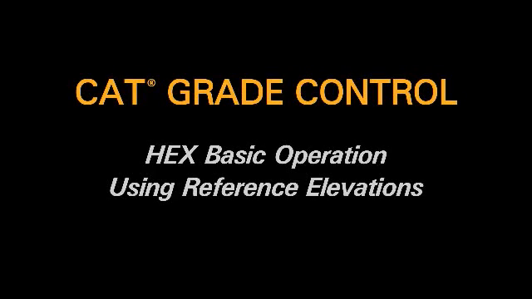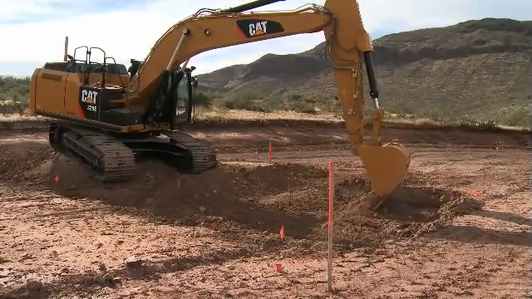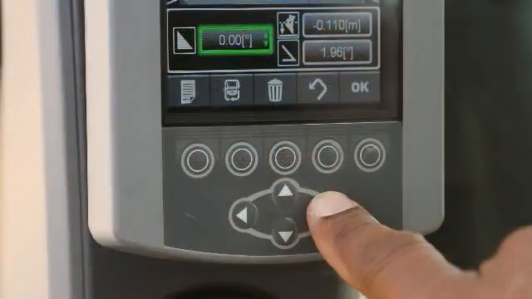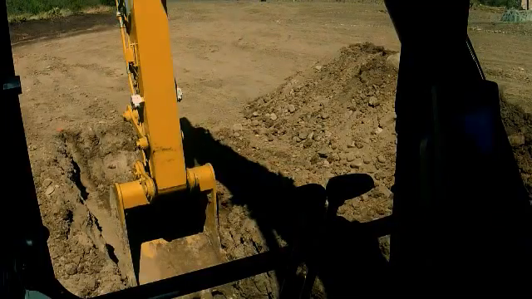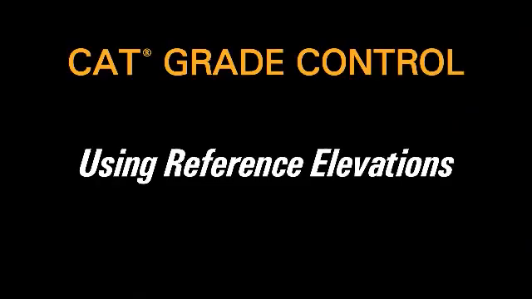CAT grade control for hydraulic excavators provides the operator with an in-cab reference for distance to grade and controls to set depth and slopes for excavation. This video will demonstrate basic operation for using reference elevations.